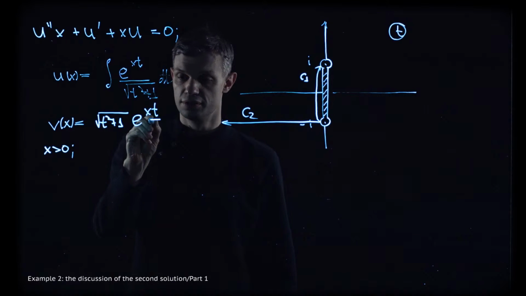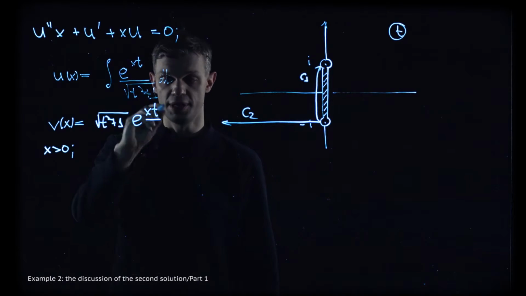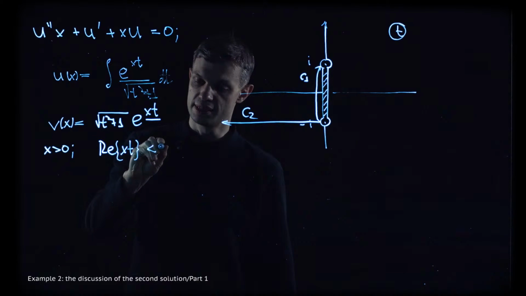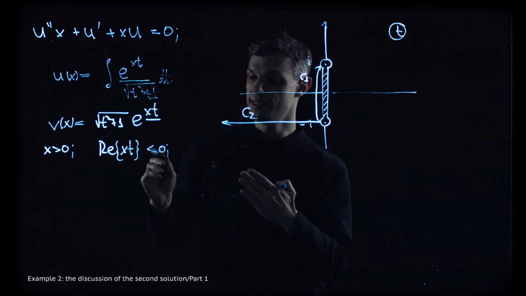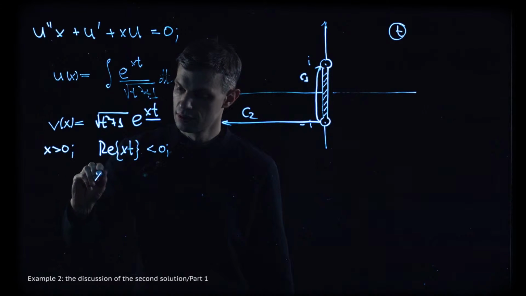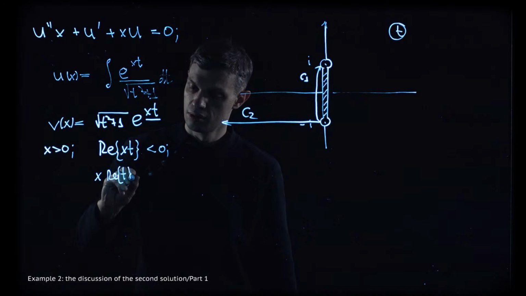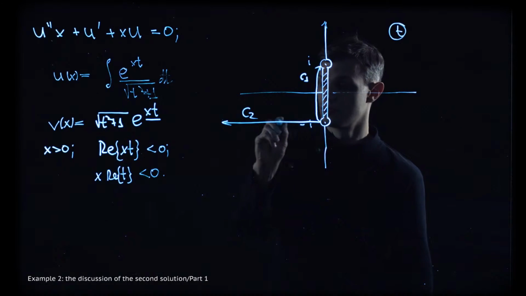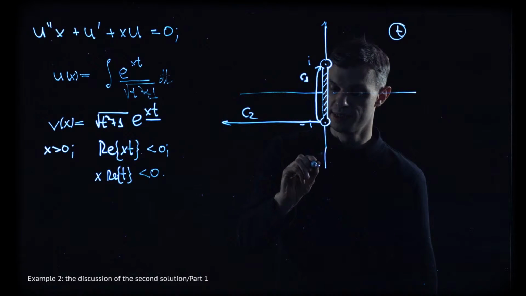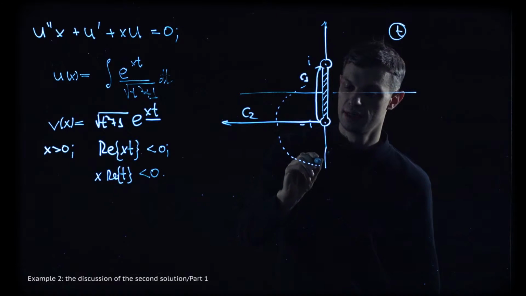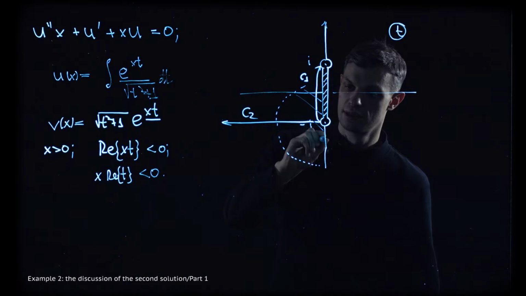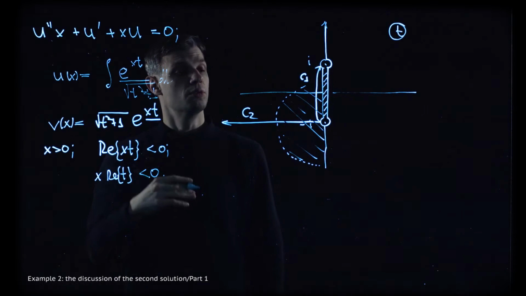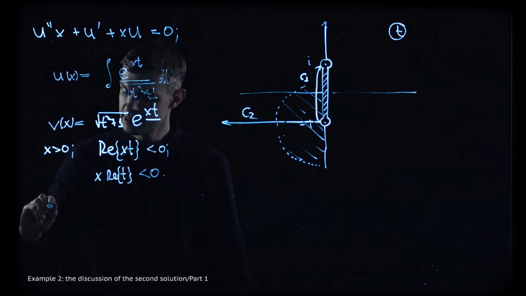Because the condition for the decay of this exponential is as follows. The real part of xt is negative, right? So when x is positive, the real part of t should be negative. So the allowed region in which this contour could flow from this minus i point is there. This entire complex plane.